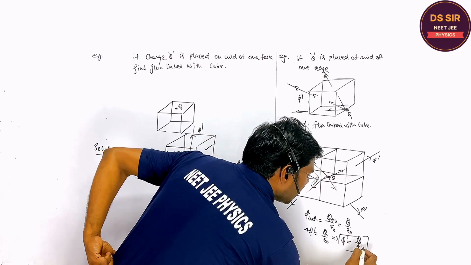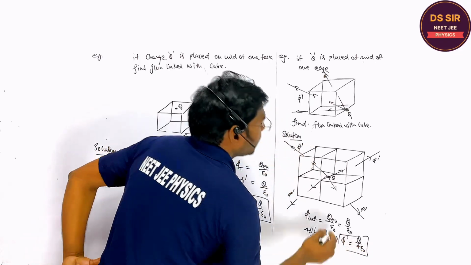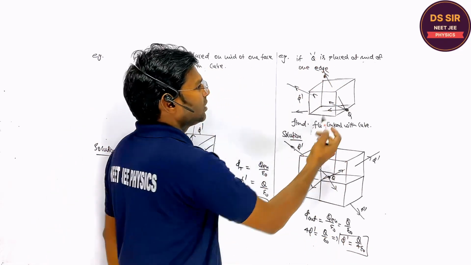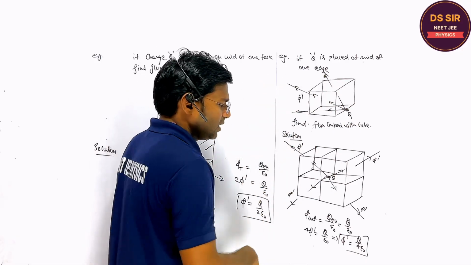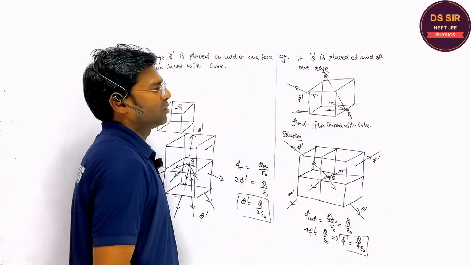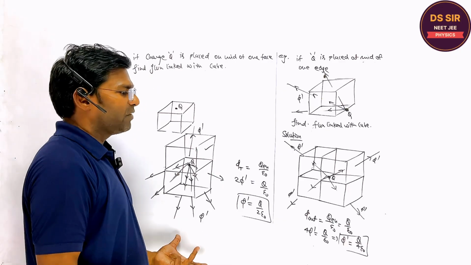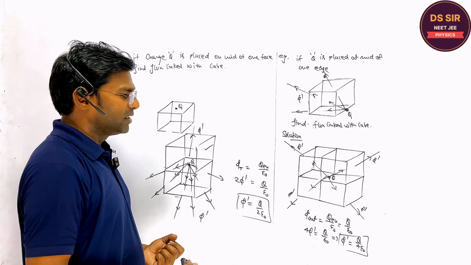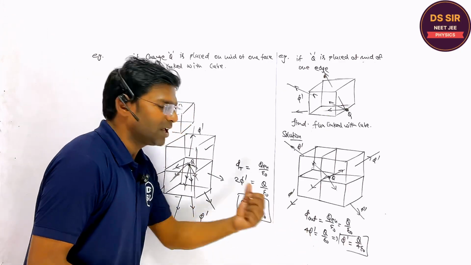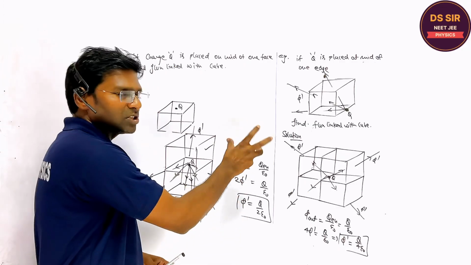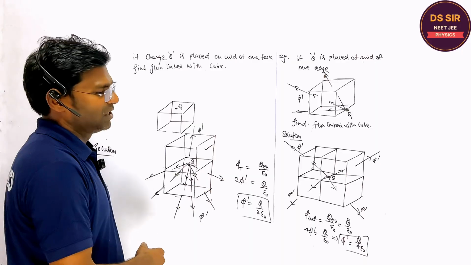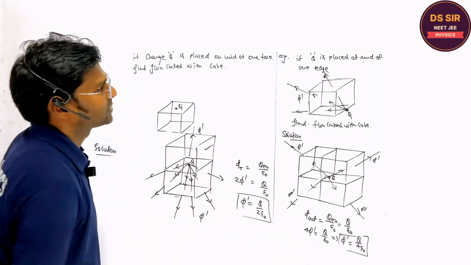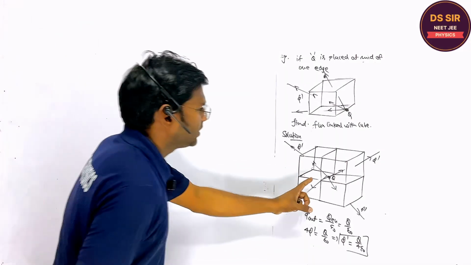right? So with the help of Gauss's law, if the charge q is placed over here, the flux passing through this cube is nothing but q upon 4 epsilon naught. So Gauss's law is very helpful for finding the flux enclosed if the charge or the electric field is symmetric, you can say, right? Copy this.